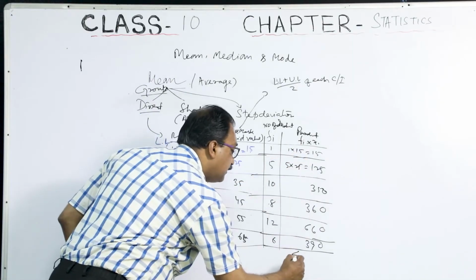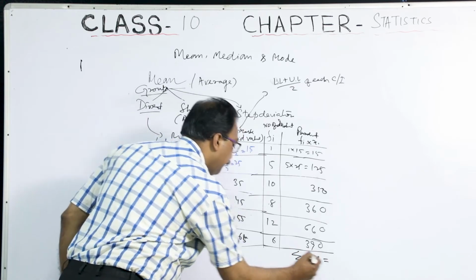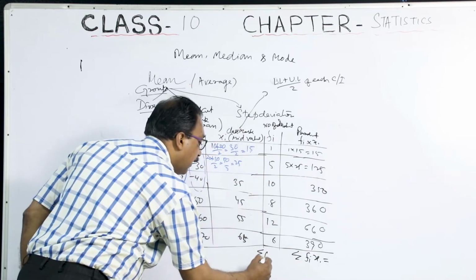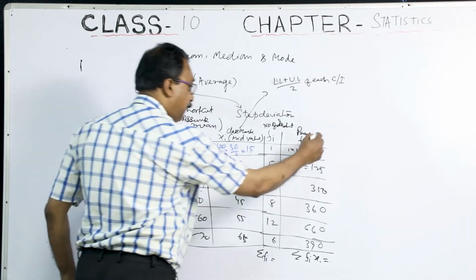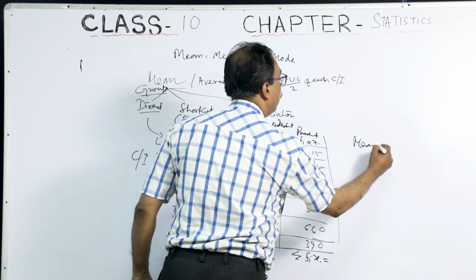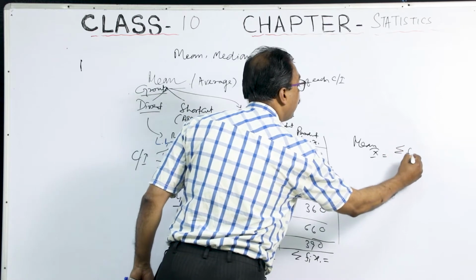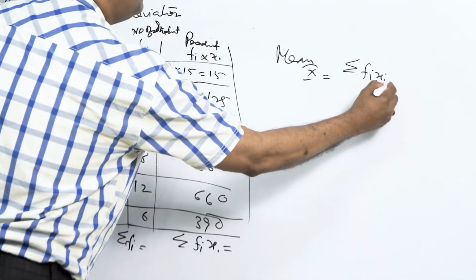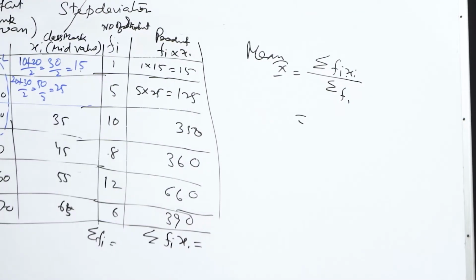What do you call? Sigma fi xi, correct? This value you have to find, and you have to find the frequency, sigma fi. So this one also you already know. And finally, you have to find the mean. Mean x bar is equal to sigma fi xi, that is fi into xi, by sigma fi. Then if I put the value, you can get the result.